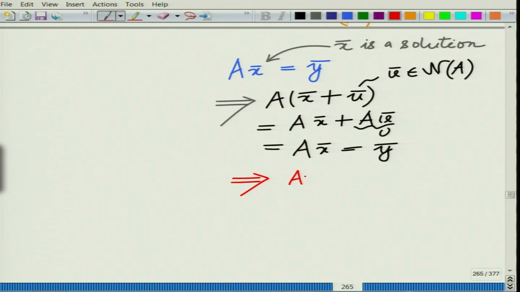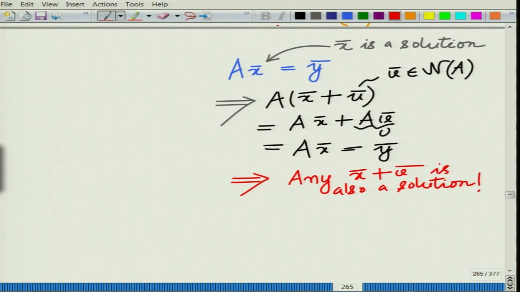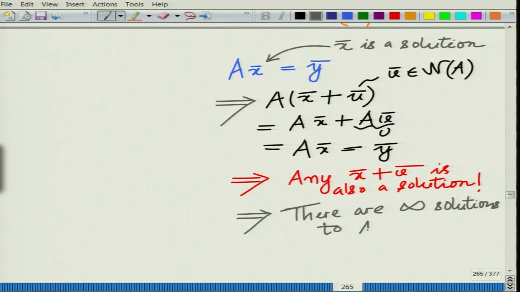Therefore, this implies that if x bar is a solution, then any x bar plus u bar is also a solution, which implies there are infinite solutions to A x bar equal to b bar. The number of solutions to this system is infinity, right.